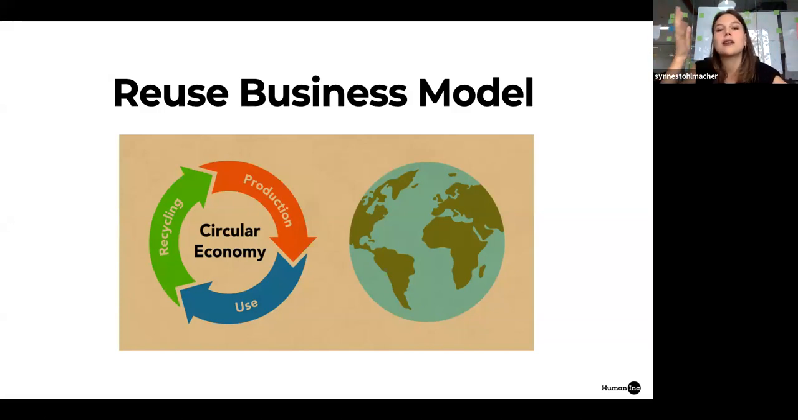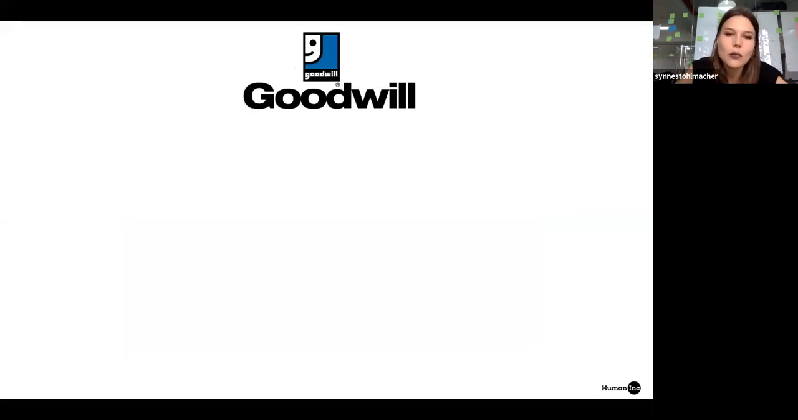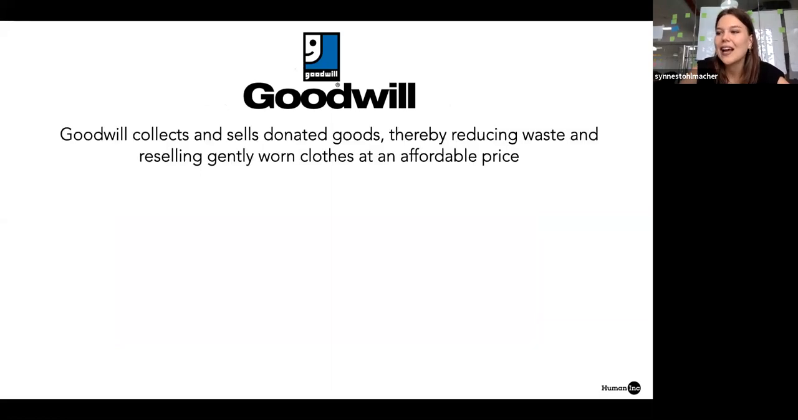So I'm not sure if you heard about this concept of circular economy or zero waste economies. It's becoming wildly popular: how can you use waste to actually benefit, or repurpose it and resell it, and make it into something else that people would actually pay for. One of the old ways of doing this, oldie but goodie, is Goodwill. Goodwill collects and sells donated goods, and they therefore reduce waste, and they're also reselling gently worn clothes at an affordable price. They're taking clothes that no one wants anymore, repurposing and reselling them, being environmentally friendly, but also providing affordable rates.